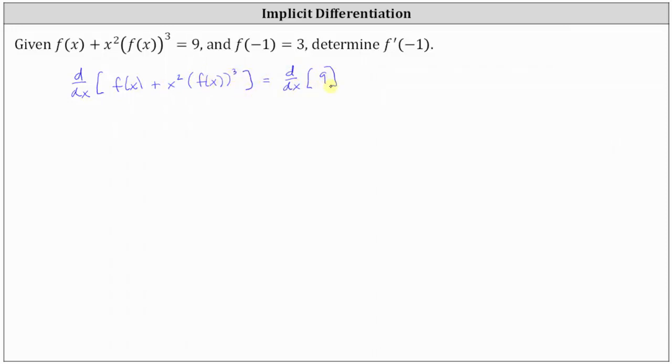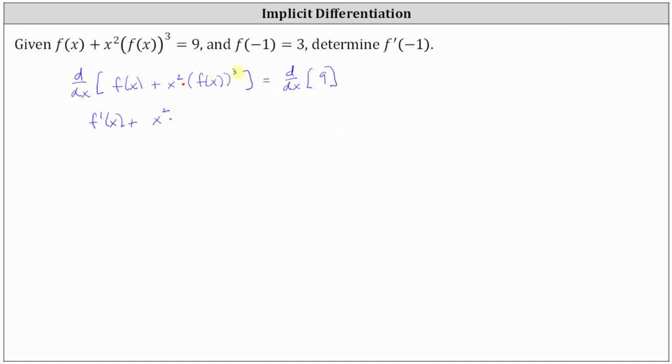And on the left, we first differentiate f of x with respect to x, which is f prime of x. And then we have plus, to differentiate x squared times the cube of f of x with respect to x, we need to apply the product rule, where the first function is x squared, and the second function is the cube of f of x. So applying the product rule, we have the first function of x squared, and then times the derivative of the second function with respect to x.